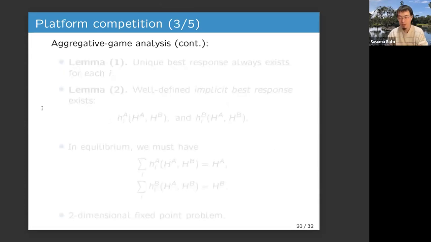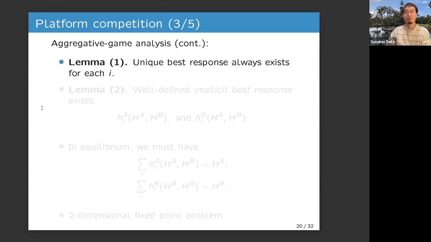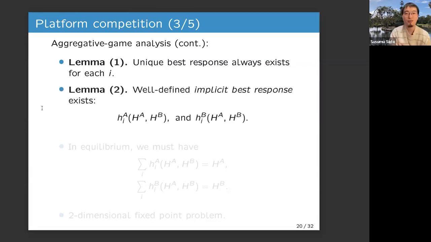Then, by exploiting the logit structure and the aggregative game feature, we can obtain several results on the equilibrium and best responses. So first, with this model, we always have a unique best response for each platform given any actions of other platforms. And using the optimality condition of pricing, we can define a well-defined implicit best response function, which is a value of HAI and HBI that is consistent with the value of aggregates HA and HB.